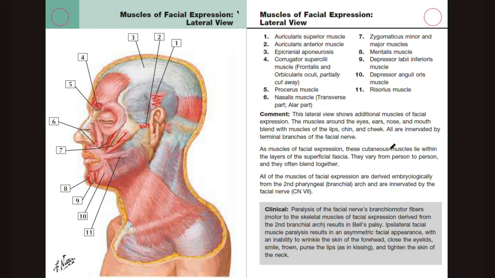Key takeaways here are that, number 1, all muscles of facial expression are innervated by terminal branches of the facial nerve, which is cranial nerve number 7. Number 2, these cutaneous muscles all lie within the layers of the superficial fascia. Finally, all of the muscles of facial expression are derived embryologically from the second pharyngeal branchial arch, and again are innervated by the facial nerve.